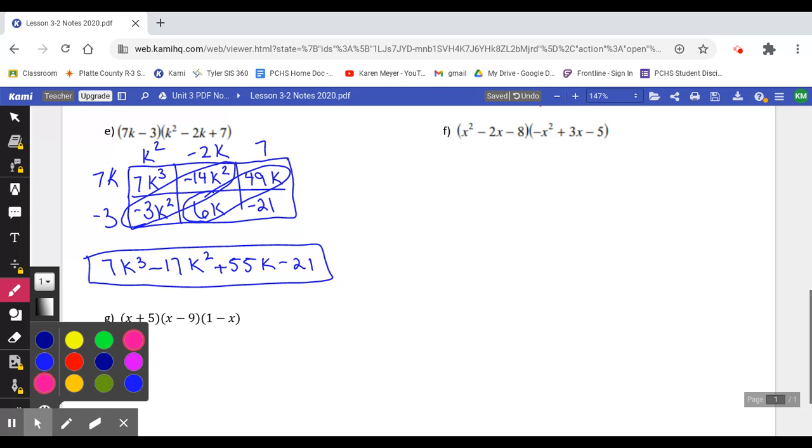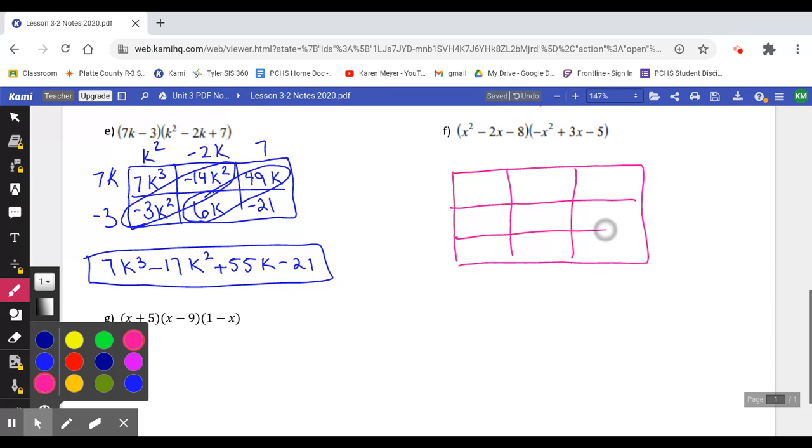The next example, once again, we're still multiplying. And this time, our box is going to be a 3 by 3. I got 3 items in one parentheses, 3 items in the second parentheses. So that means our box has to be a 3 by 3. I'm going to put the first parentheses on the side and the second parentheses on the top. And then I just start my multiplying.